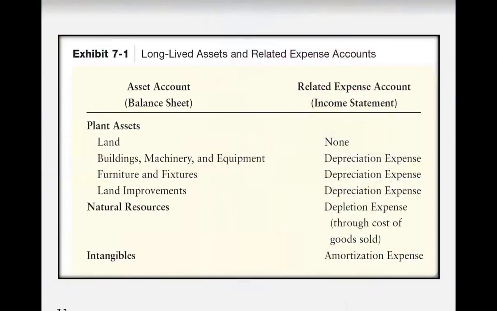So we're going to talk about long-lived assets. These are assets with a life longer than 1 year. If it has a life less than 1 year, you would just expense it. And I would tell you that how much you use something that might be a long-lived asset for one business would be an expense for another business.